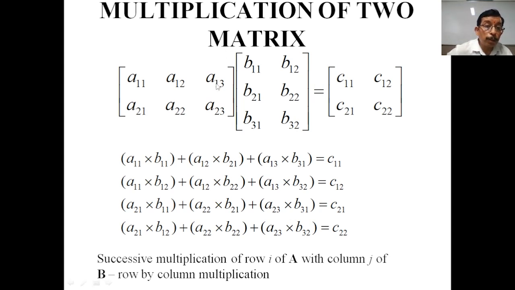And the last element of the first row is A13. Then we take the last element of the second column, B32, and multiply. Then we add all the elements, and we receive the second element of the first row of the new matrix. No more columns in the second matrix B, so the first row multiplication is completed.